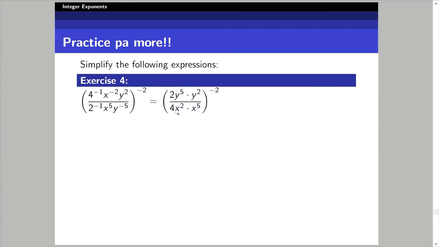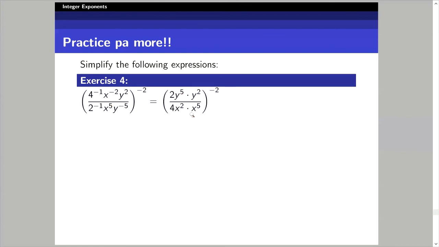That's why I have 4x squared in the denominator. And then x raised to 5, kinopya ko lang to. Okay, positive kasi ang exponent, so retained lang siya dito sa denominator. And that's it. You try to simplify further. Like ito, oh, pwede nyo siyang pagsamahin. Same base, you just add the exponents.